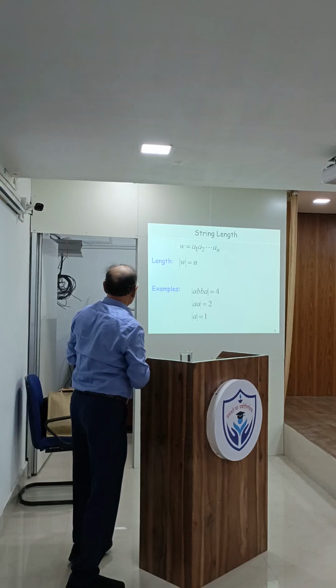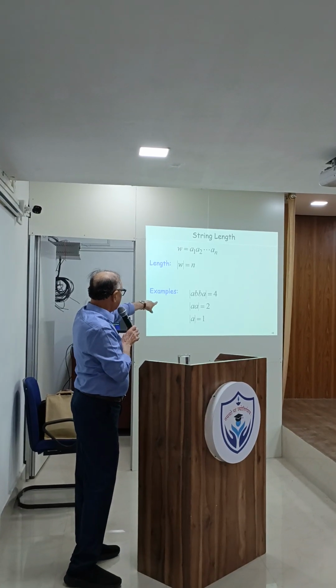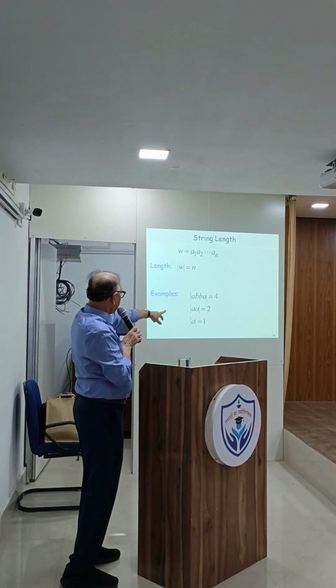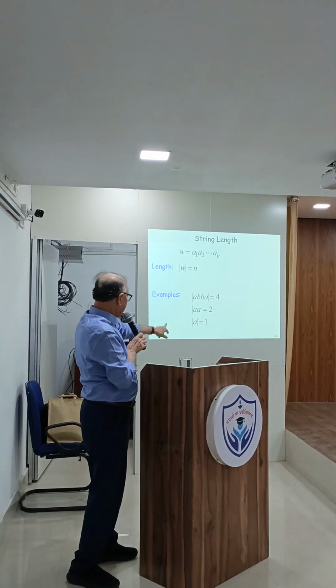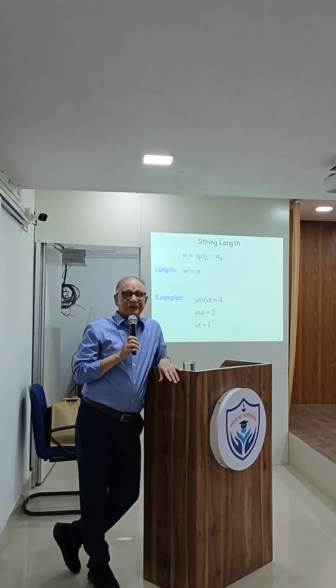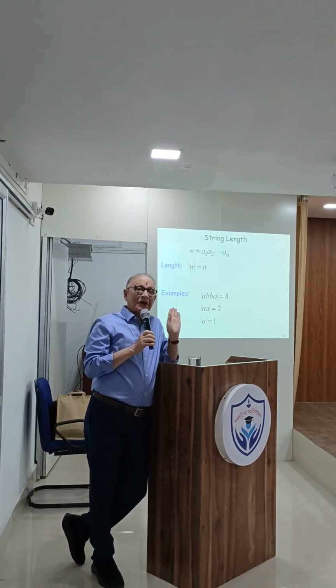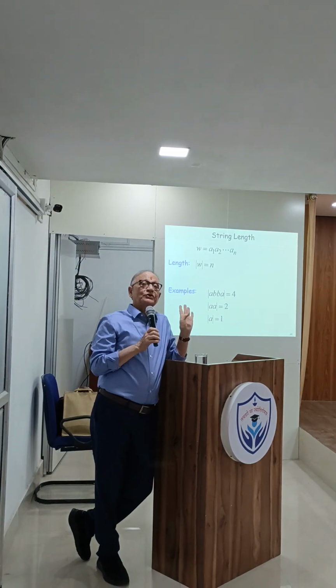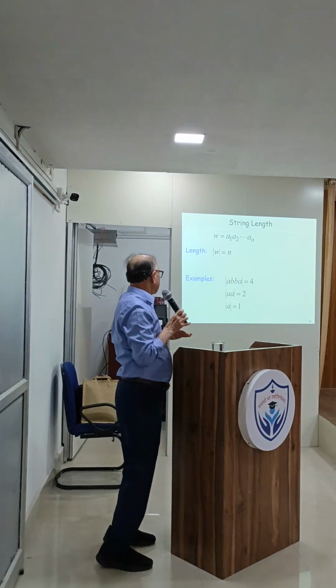So if you write here A, B, B, A, its length is 4, because there are 4. Then if you write AB, its length is 2. And when you write A, its length is 1. That is how the computer counts the wording of the 0 and 1 digits, depending on how you write it.